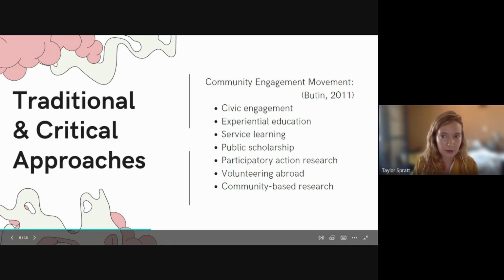of such research projects. Volunteering abroad, so this is something I think we can all imagine. A traditional approach to global learning is going to another country and helping with an educational project or with building a water purification system, for example. And finally, community-based research, which is an umbrella term for research that is rooted in the community in which it's trying to ask questions and come up with solutions.